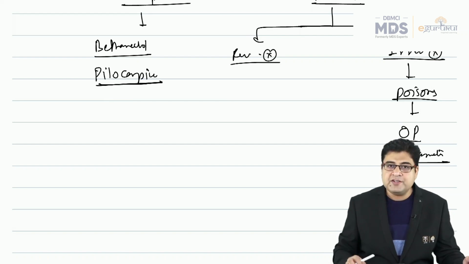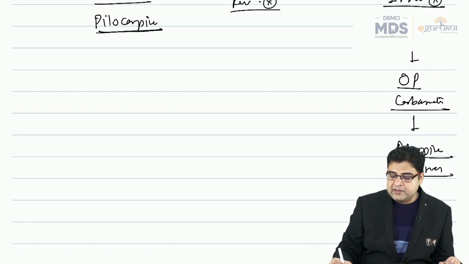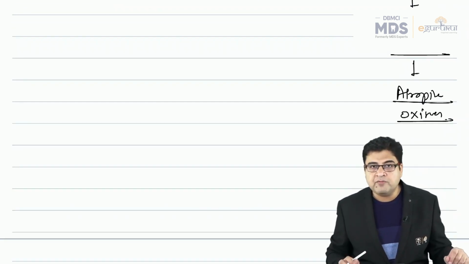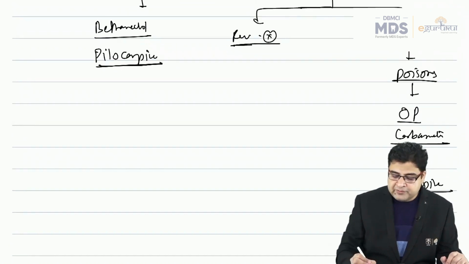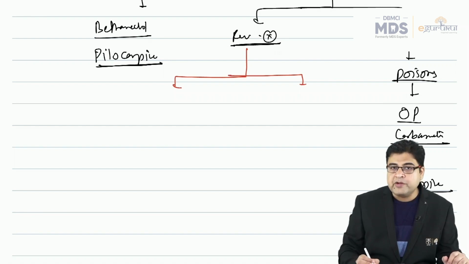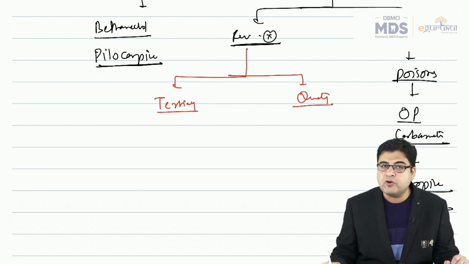Organophosphates and carbamates are the two medicines, and we discussed that the antidote of choice is atropine. Oximes are only useful for the treatment of OP poisoning, not for carbamate poisoning. After the irreversible drugs, we discussed some reversible drugs also. Under reversible drugs, we have two types: the tertiary medicines and the quaternary medicines.